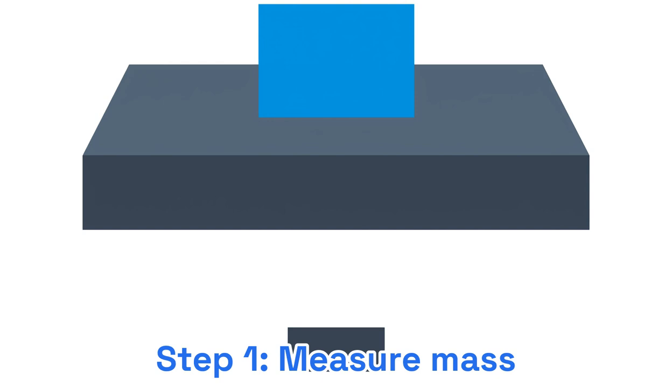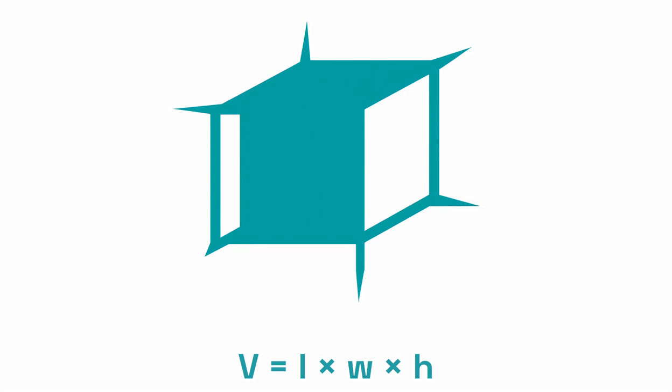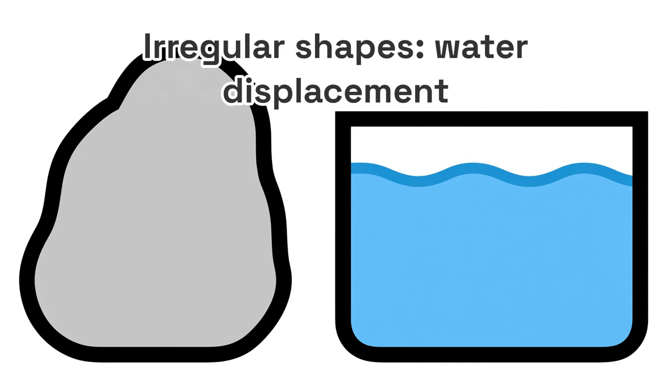Step 1. Measure the mass of your object using a balance. Step 2. Measure the volume, which depends on the object's shape. For regular shapes like cubes, use length times width times height. For irregular shapes like a rock, we use water displacement instead.